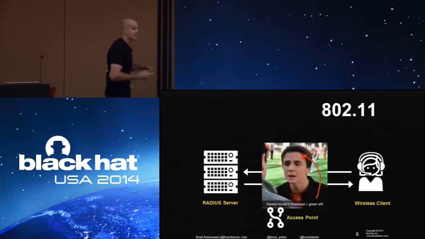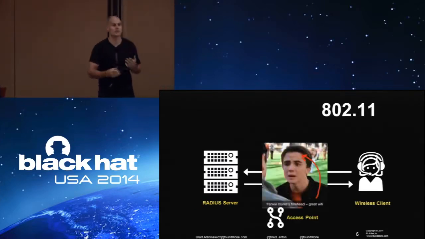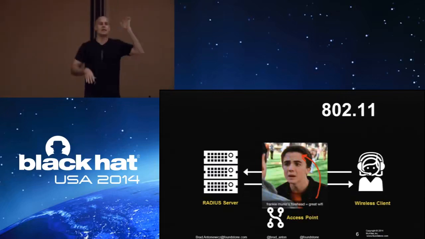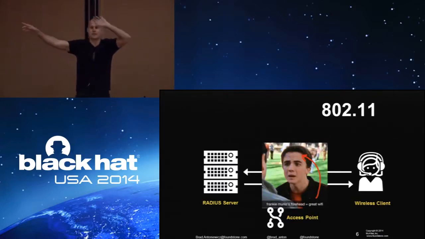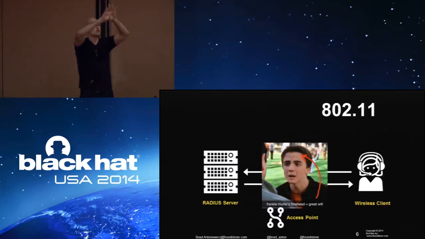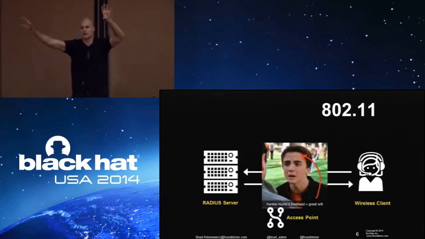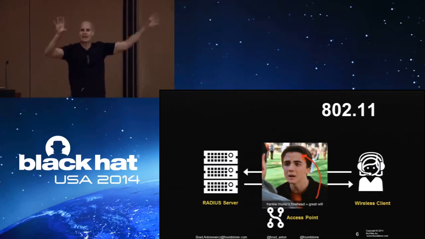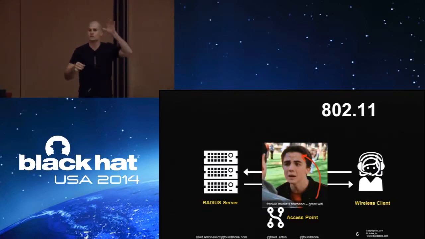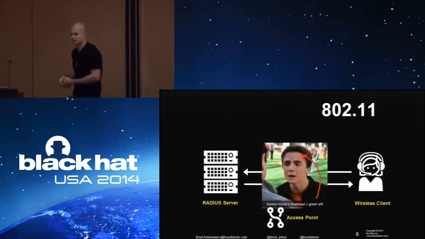Now, in 802.11, there are some interesting things that can happen. In 802.11, the authenticator is really an access point. The access point speaks wirelessly to the client, and then on the back end, between the access point and the RADIUS server, there's another communication on the wired side that facilitates that communication back and forth.